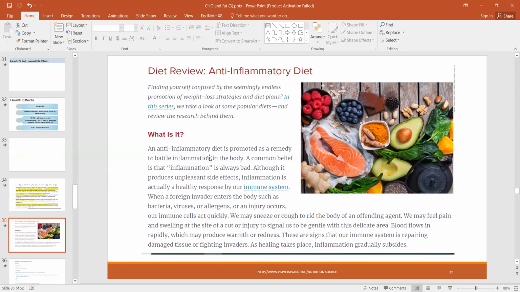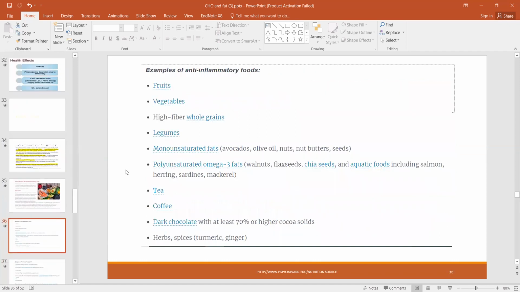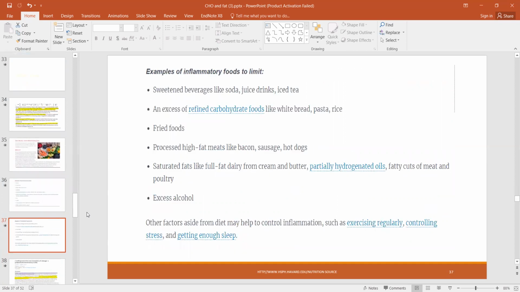An anti-inflammatory diet is promoted as a remedy to battle inflammation in the body. So anti-inflammatory food is good for our body. There are different categories of anti-inflammatory foods like fruits, vegetables, high fiber, whole grain, legumes, monounsaturated fats, polyunsaturated omega-3 fatty acids, tea, coffee, dark chocolate, herbs, spices, turmeric, and ginger. These all are good anti-inflammatory foods.